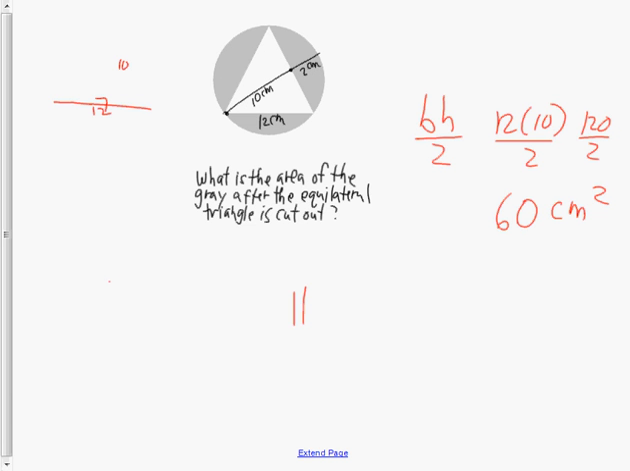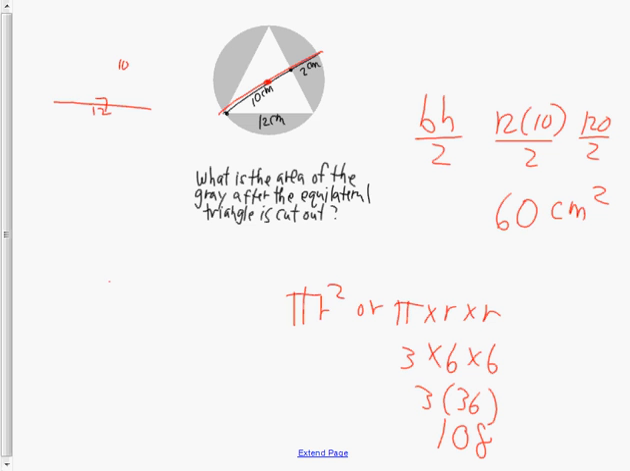Well, our formula is going to be pi r squared, or pi times the radius times the radius. Since I can assume this is the middle of the circle, and that whole diameter is 12, the radius must have been 6. So 3 times 6 times 6 will be 3 times 36. The area of the circle before anything was cut out of it was 108 centimeters squared. So 108, which is the circle, take away the triangle, which was cut out, which was 60. That leaves 48 centimeters squared of area left. And that's your answer.